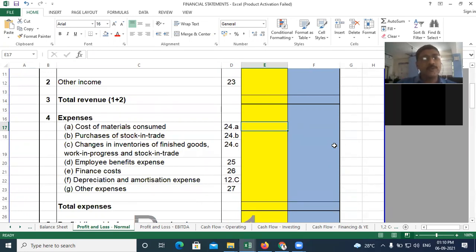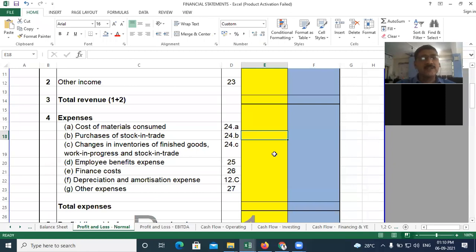So it will be opening stock plus purchases plus carriage inward plus octroi plus import duty, less closing stock of material, or less the material that we have returned back to the suppliers. So that is your first component, that is cost of material consumed. Second, then we have purchase of stock in trade.